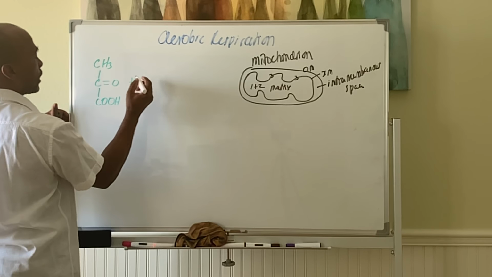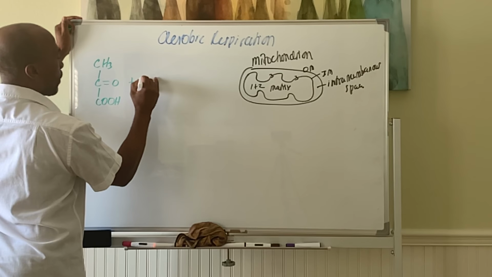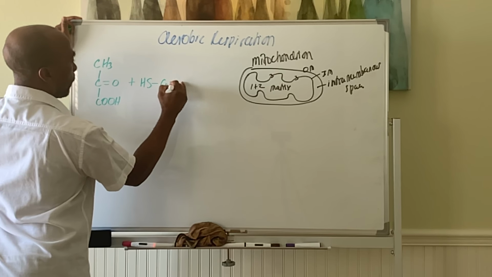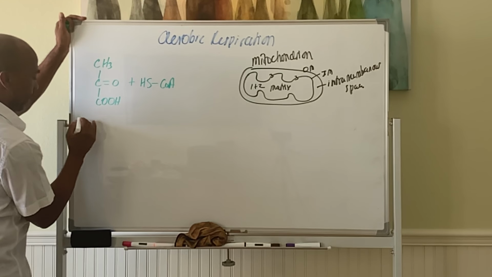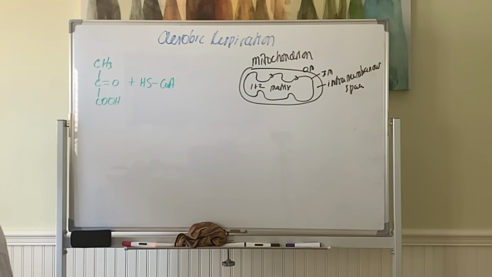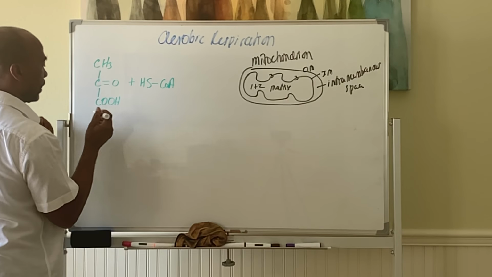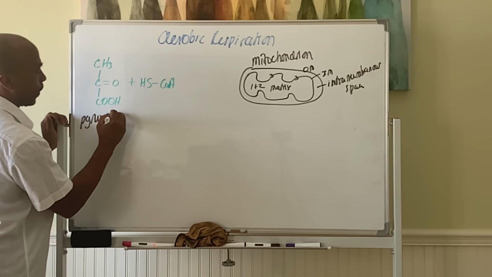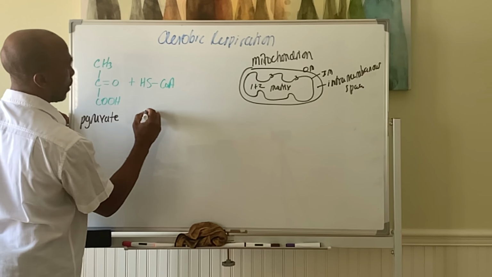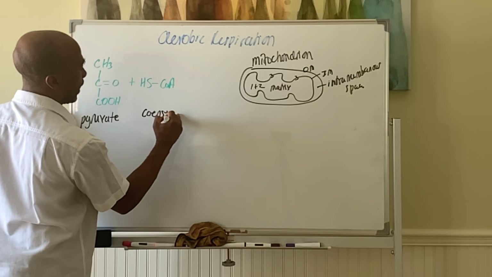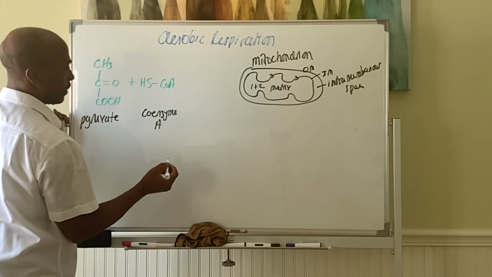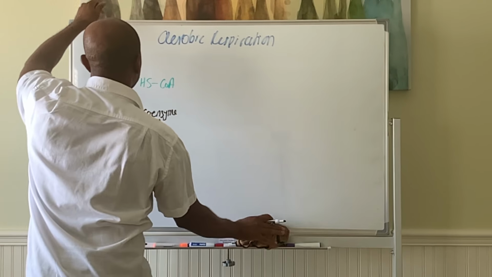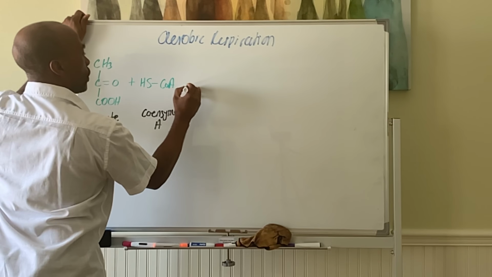It will react with coenzyme A. This is how we write it, coenzyme A. It's pyruvate here plus coenzyme A. And when they react, this is what takes place.